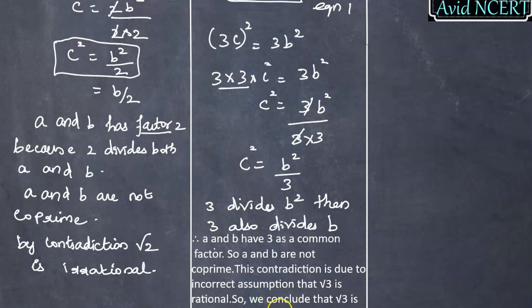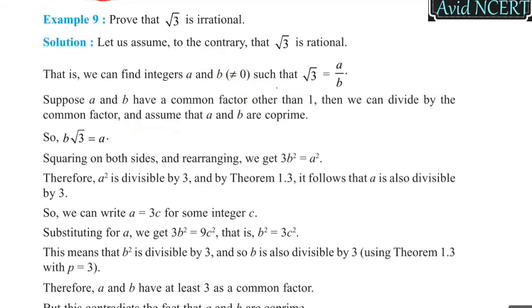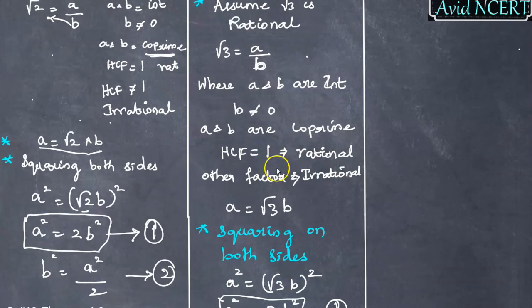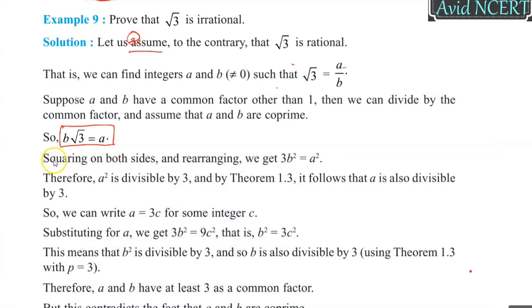This is how you conclude this sum. Check here. So the first step is to prove that it is irrational. Second step is to assume that it is rational. Third step is root 3 equals a by b, which means a equals b root 3. And the next step we have done is squaring on both sides. So 3b square equals a square.